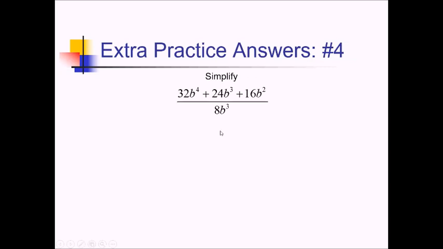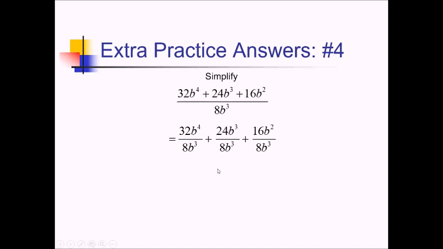For this problem, we're dividing this polynomial by this monomial. So because I'm dividing each of these things by 8b cubed, because I got this plus here and everything's being divided, I can basically just divide each of these things individually by 8b cubed, which is to say I can give them their own personal 8b cubed denominator. So I'm going to have 32b to the 4th over 8b cubed, 24b cubed over 8b cubed, and so on and so forth. Everyone gets their own personal denominator.